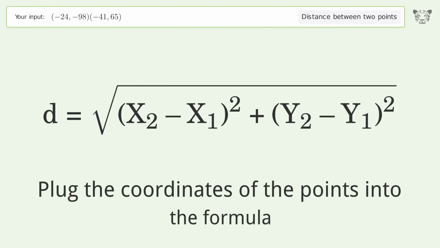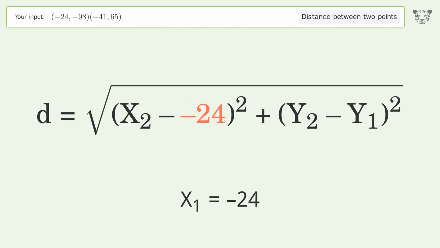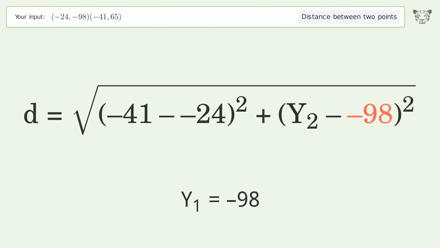Plug the coordinates of the points into the formula. x1 equals -24. x2 equals -41. y1 equals -98. y2 equals 65.